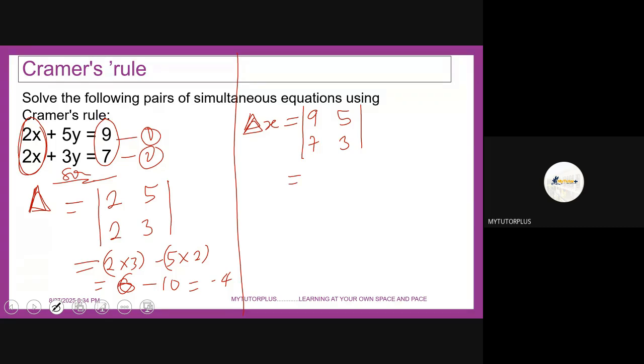Okay, so from what I'm having here, what will be my value? Find the determinant. If you know how to get the determinant, 9 times 7 first. That would be 9 times 7 minus 9 times 5... 9 times 3.